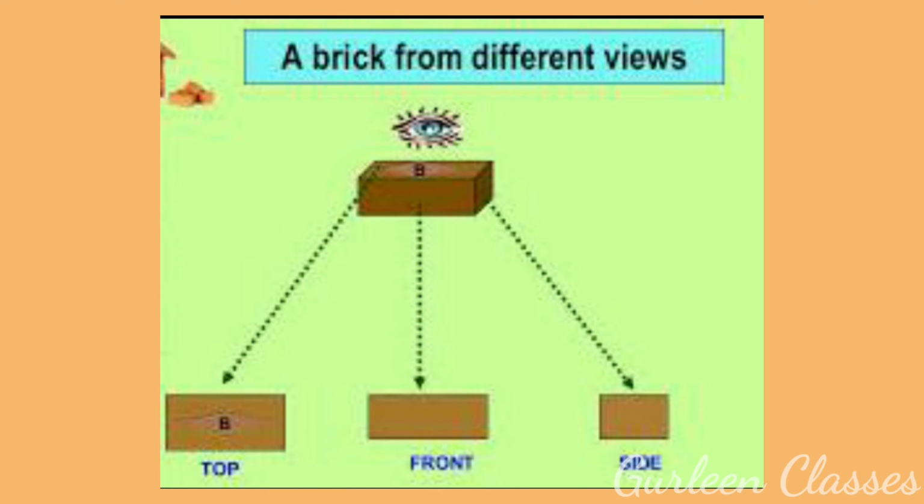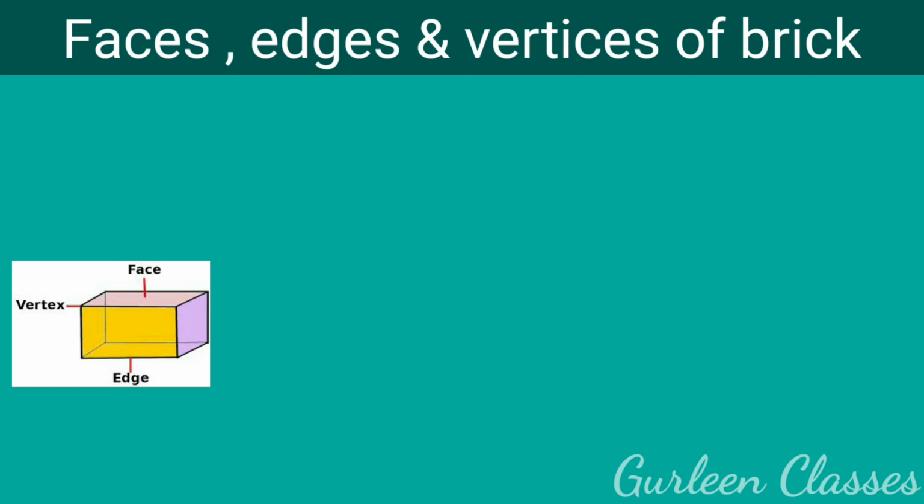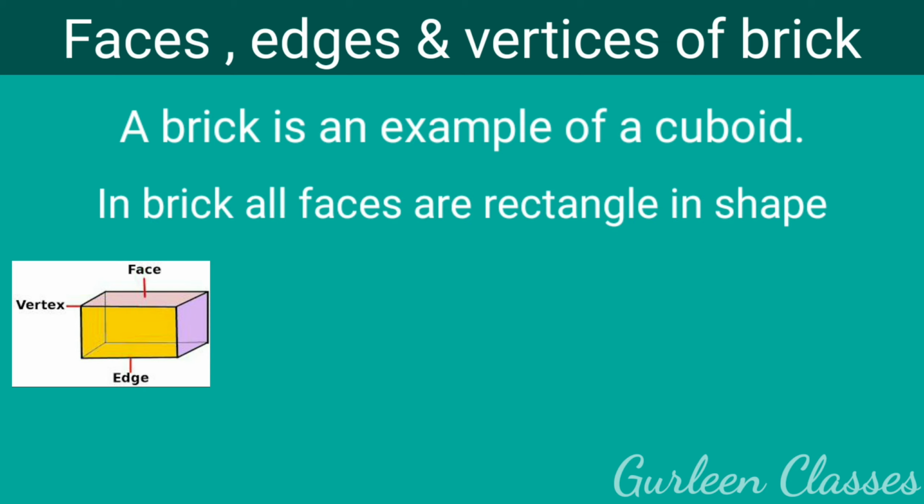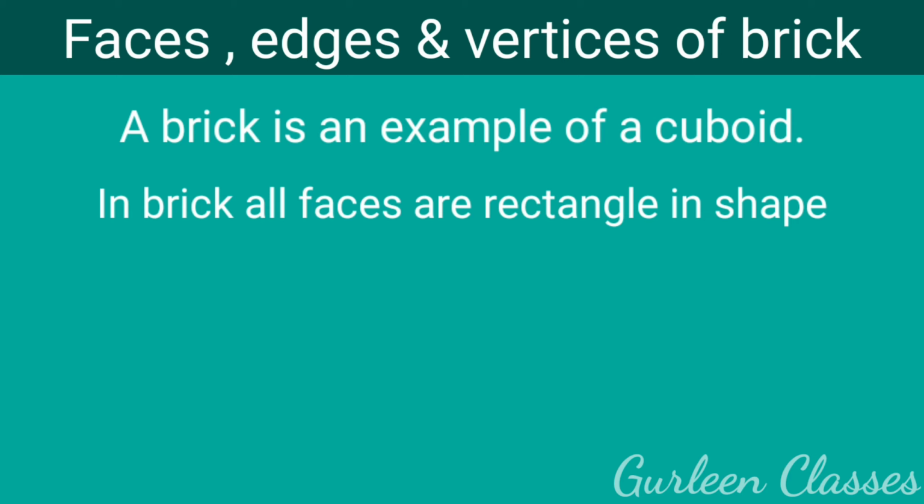So here I am showing you a brick from different views: top, front and side. So next topic, faces, edges and vertices of brick. A brick is an example of a cuboid. In brick, all faces are rectangle in shape. A face is any flat surface. Faces of bricks are 6: up, down, left, right, front and back.